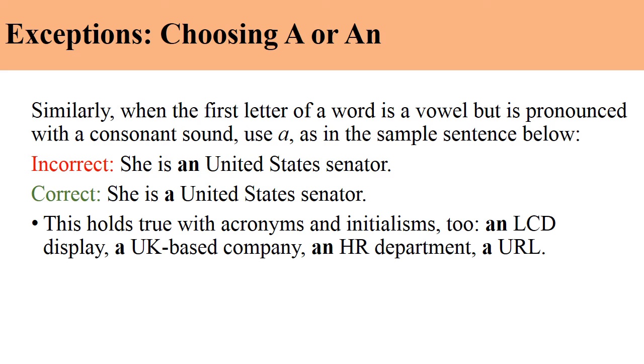Similarly, when the first letter of a word is a vowel but is pronounced with a consonant sound, use a, as in the sample sentence below. Incorrect sentence: She is an United States Senator. Correct sentence would be: She is a United States Senator. This holds true with acronyms and initialisms too, such as an LCD display, a UK based company, an HR department, a URL.